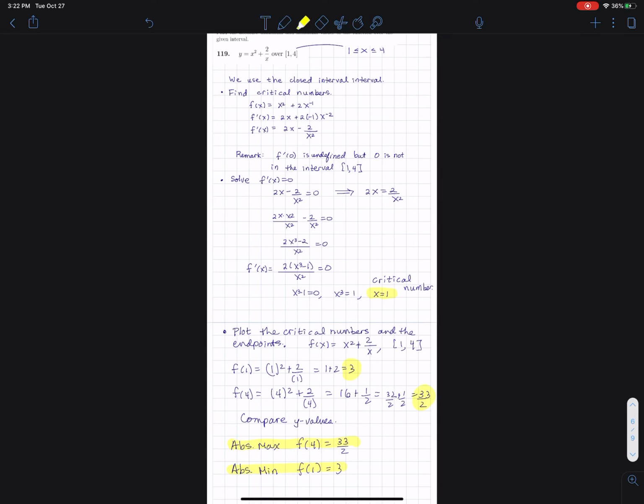Okay, so I got the absolute max. 33 over 2 is greater than 3, and so 3 should be the minimum. And what I did is I plot the critical numbers and the endpoints. It turned out that this critical number is the same as the endpoint. Suggestion for Openstax: make the interval from 1/2 to 4 instead of 1 to 4. I think it would make a more interesting problem. Okay, that's all.